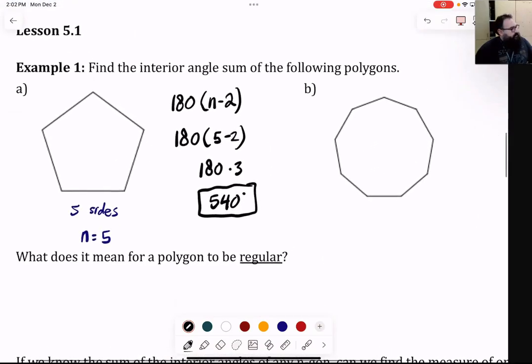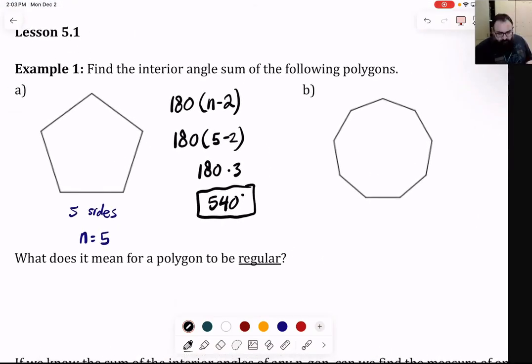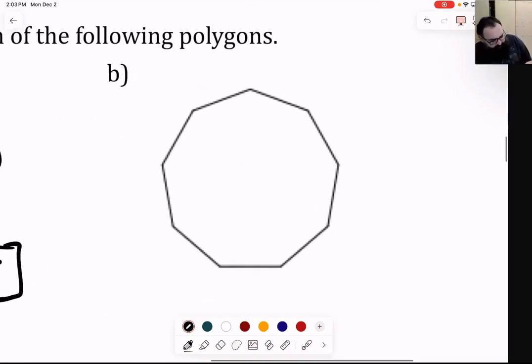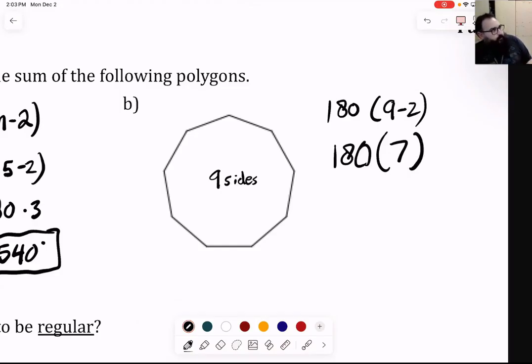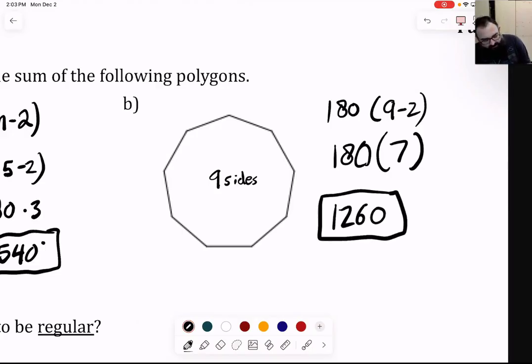Class, I want you to try B. All right, let's see what we got. Well, how many sides do we have here? 9 sides? Are you sure? I'm going to fact check you. 1, 2, 3, 4. Never mind. It's 9. 9 sides. So we got 180 times 9 minus 2, which is 180 times 7, which is 1,260. There we go. That's the total.